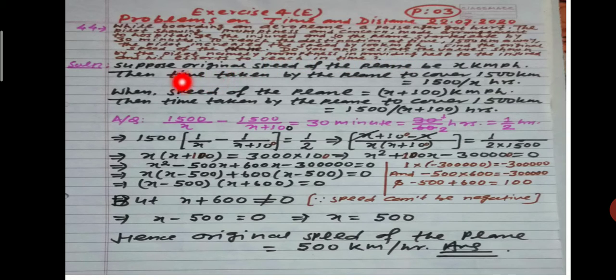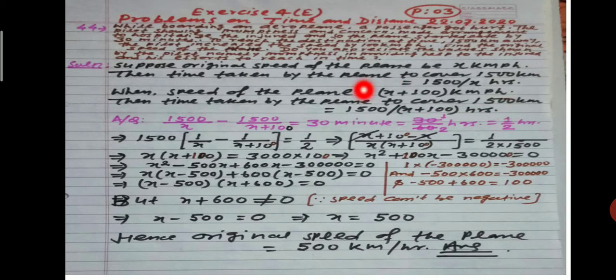ये वैल्यू बेस्ड प्रॉब्लम है। तो इसमें suppose the original speed of the plane be x km per hour. अगर कुछ भी नहीं होता तो वो x किलोमीटर पर आवर की स्पीड से जा रहा था। Then time taken by the plane to cover 1500 km will be equal to distance by speed, that is 1500 by x hours. टाइम लगेगा उसको 1500 upon x hours. But when the speed of the plane is increased by 100 km per hour, that is x plus 100 km per hour, then time taken by the plane to cover 1500 km will be 1500 upon x plus 100 hours.